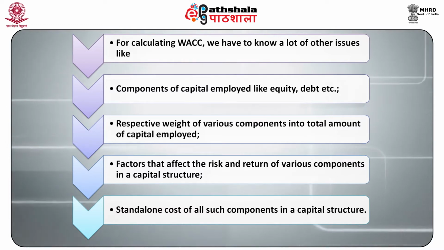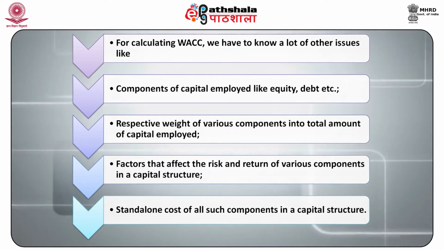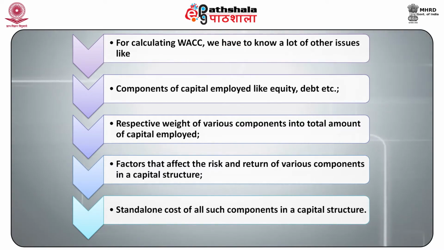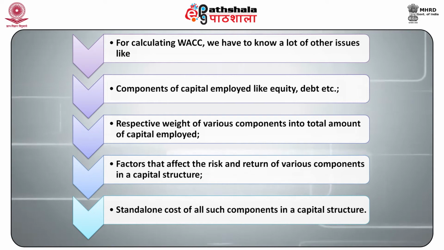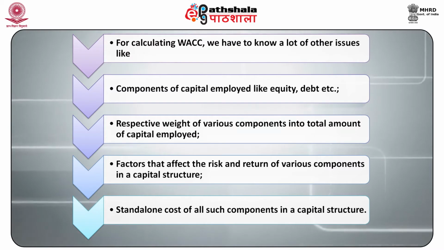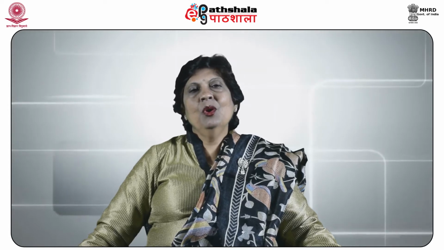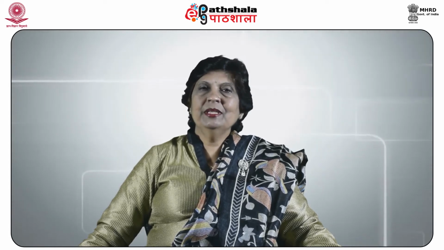components of capital employed like equity, debt, etc. Number 2, respective weight of various components in the total amount of capital employed. Number 3, factors that affect the risk and return of various components in a capital structure. Fourth and lastly, stand-alone cost of all such components in a capital structure. The overall cost of capital is the weighted average of the costs of various components of the capital structure.